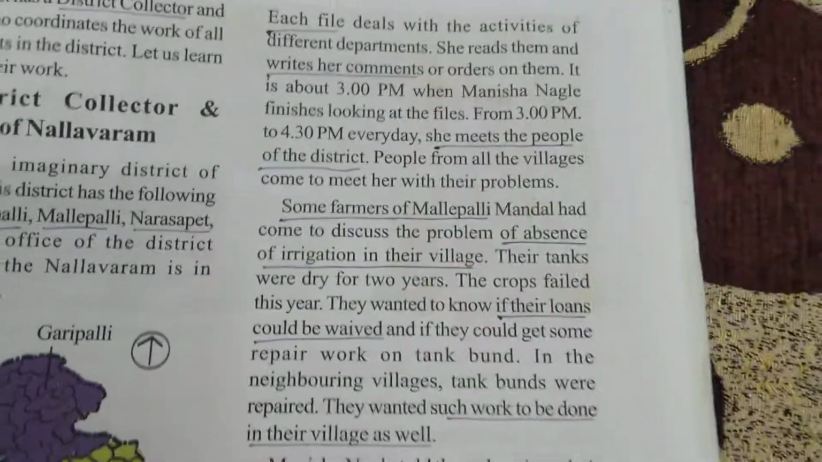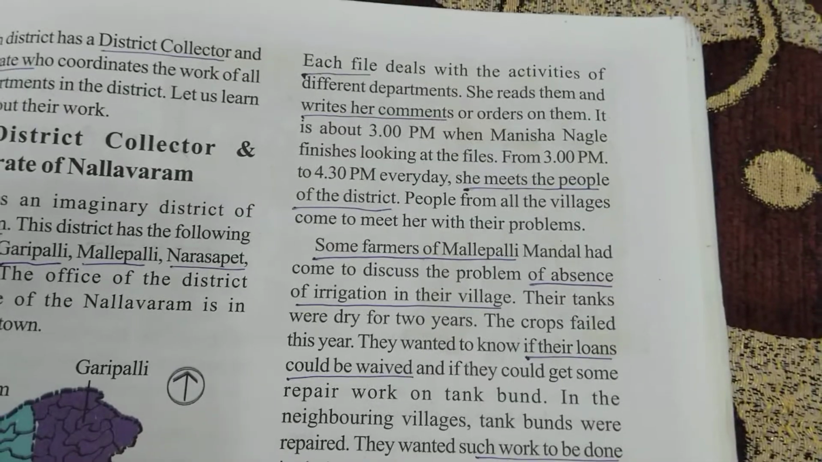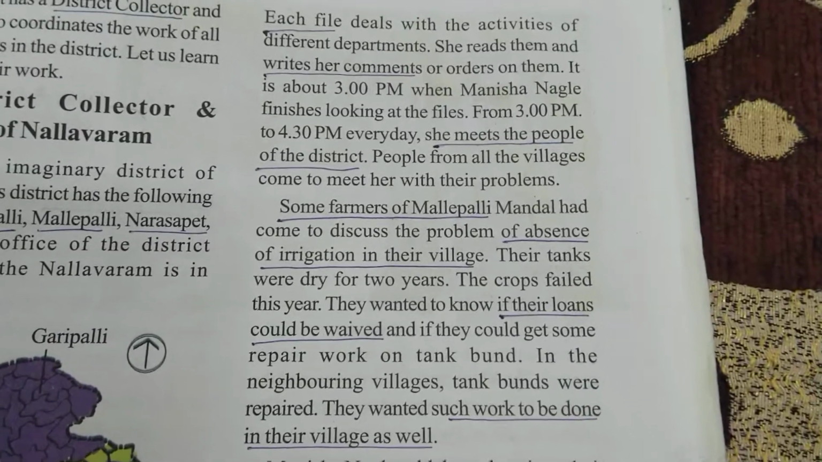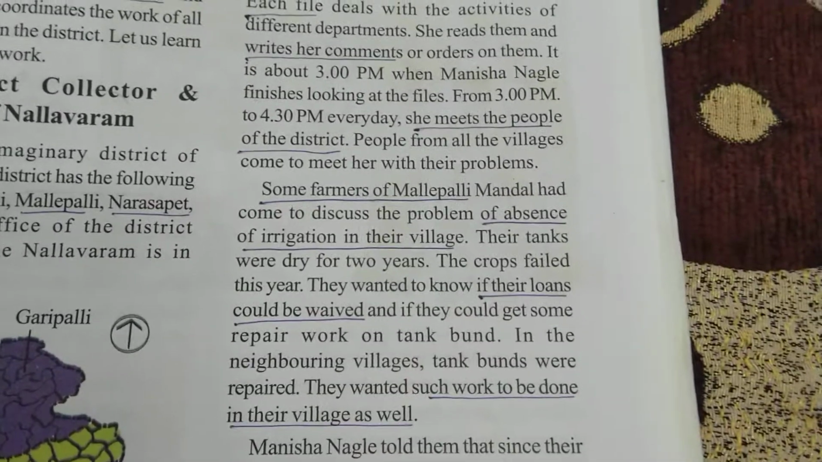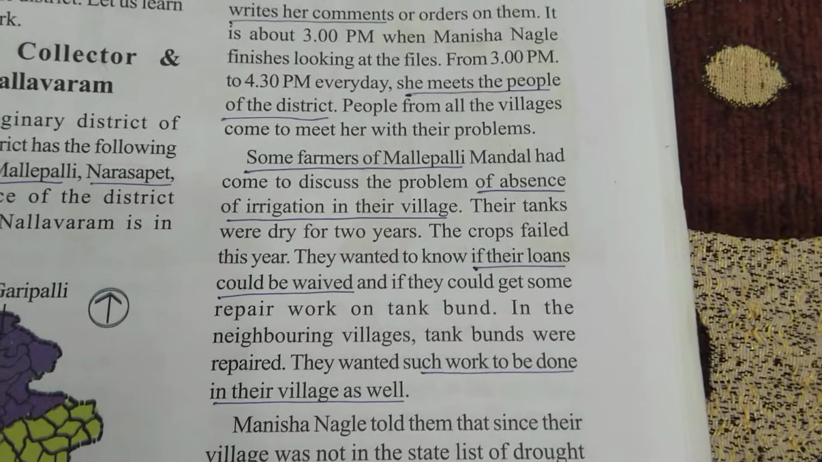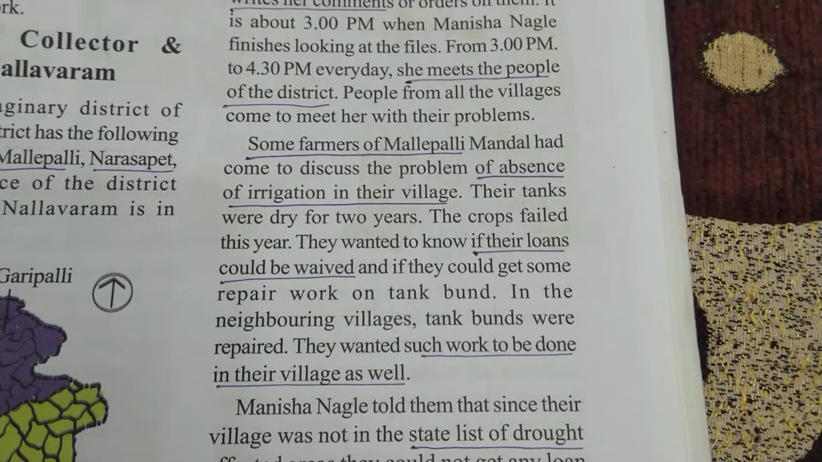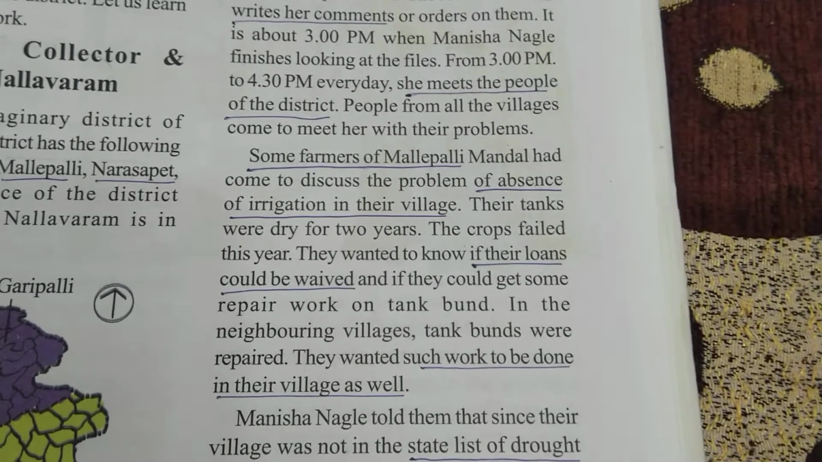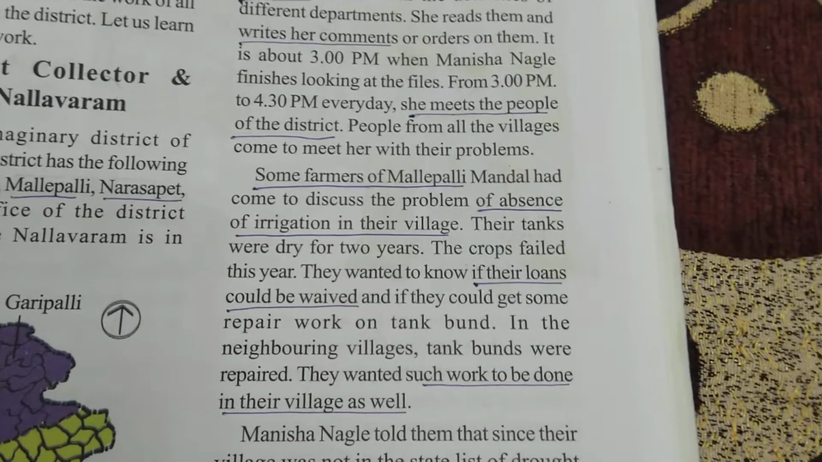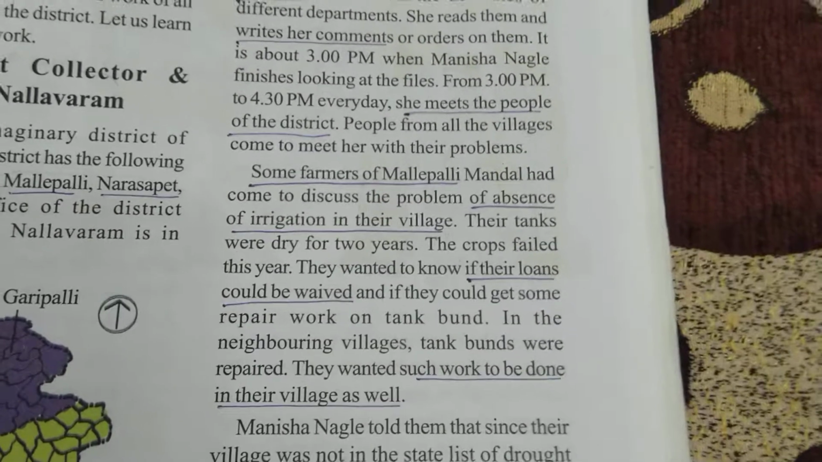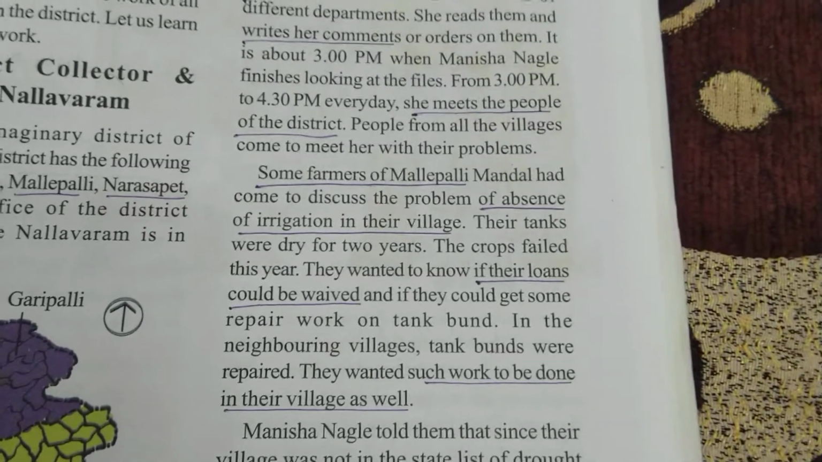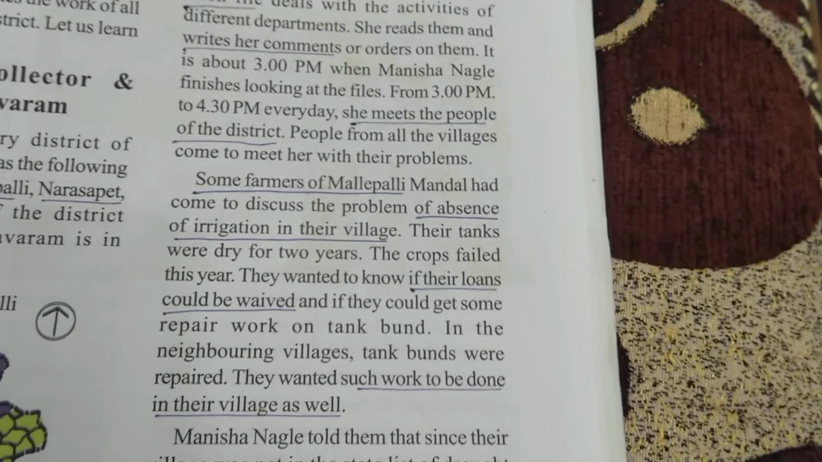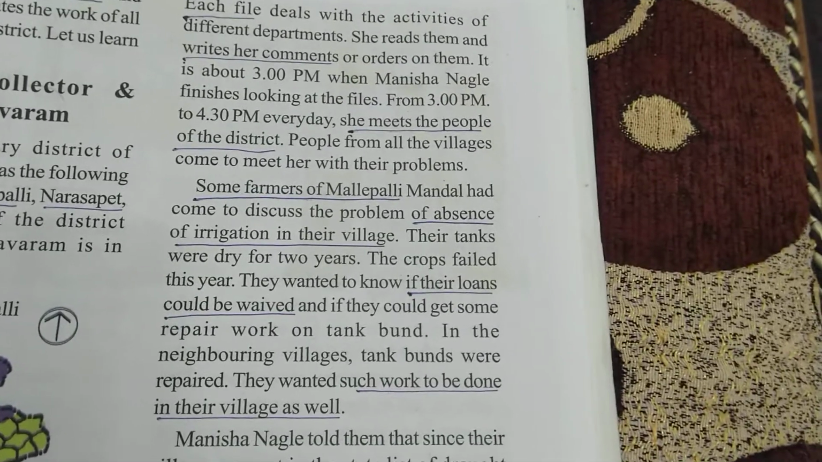So all the farmers came to the district collector office to express their doubts. Manisha Nagel told them that since their village was not in the state list of drought affected areas, they could not get any loan waiver. They asked whether the loans are waived off or not. So she replied that actually the village, Mallepalli village, is not listed in the list of drought affected areas.